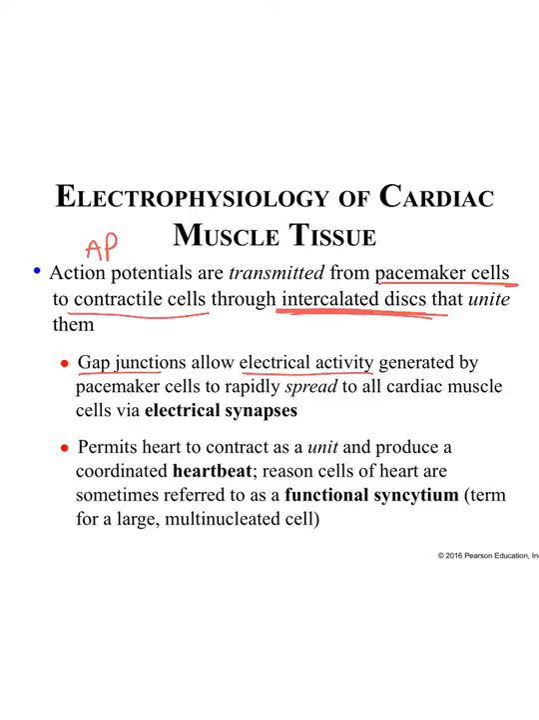Again, the purpose of having all of the cells united is so they act as a unit, a functional syncytium. Unlike skeletal muscle, we don't want just a small amount or a very large amount contracting at different times. We want the cells to be highly coordinated, so this allows them to be that.